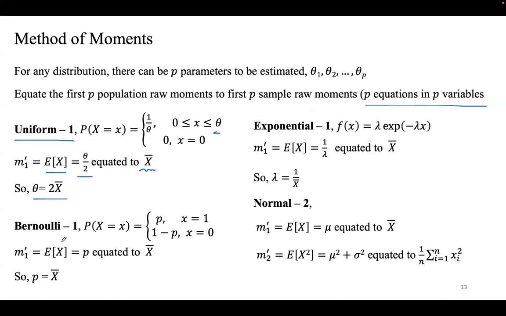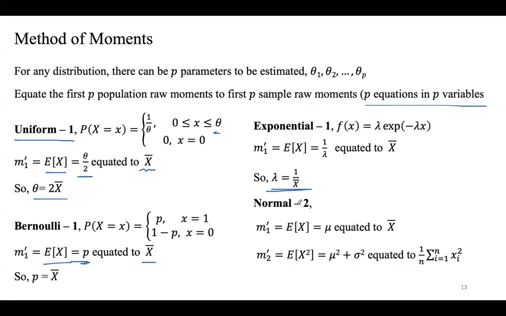Same thing for Bernoulli. The expectation value is P. That's how P is defined. So P is equal to x bar. That's it. Simple. For exponential, we know the expectation is 1 by lambda. So we are equating 1 by lambda to x bar. So lambda is equal to 1 by x bar.